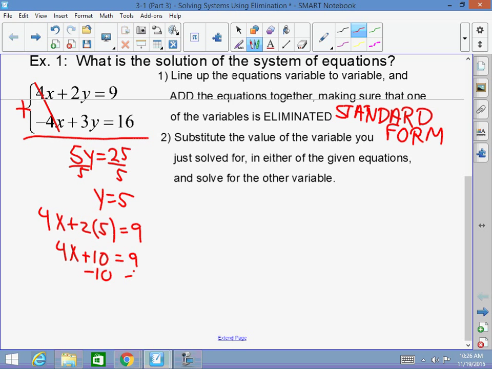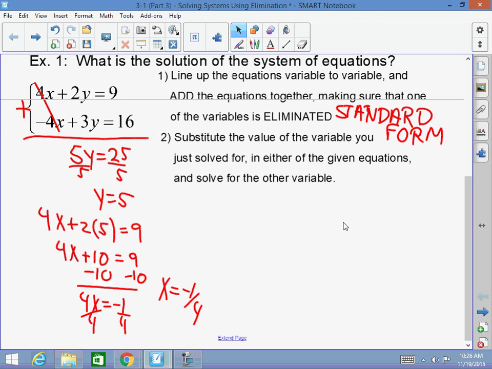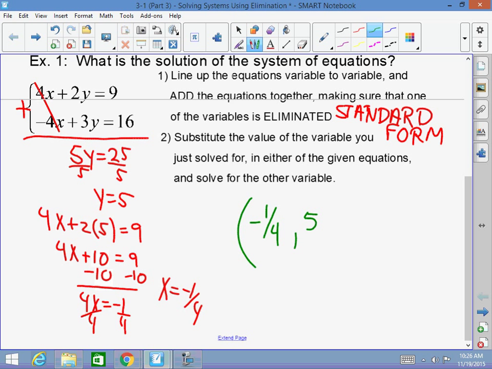Subtract the 10 to both sides. 4x equals negative 1. Divide by 4. X equals negative 1/4. So my solution here was negative 1/4, comma, 5. And like always, you can plug it in and check.